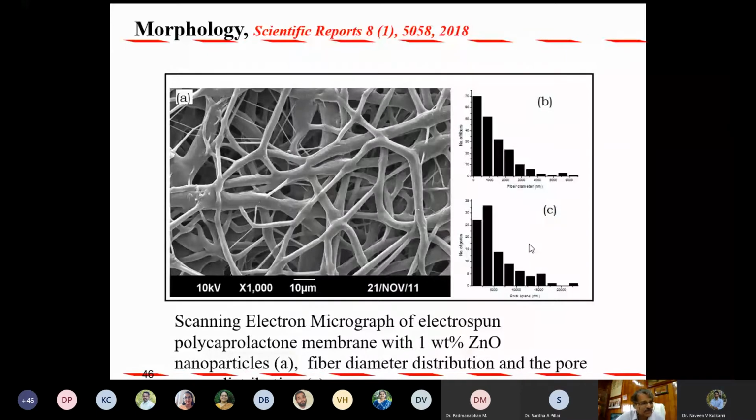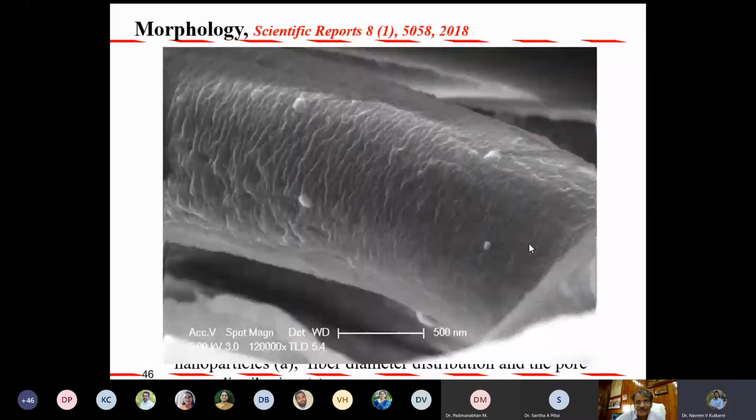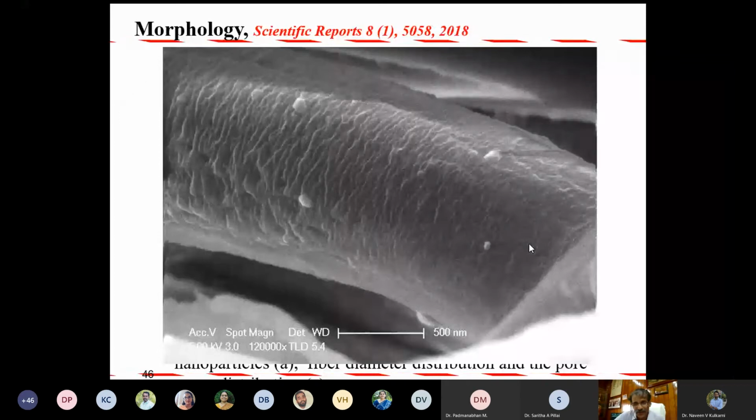Next slide, please. You can see a single fiber, a single electrospun fiber we have shown for a better understanding. You can see a single fiber, which is electrospun, and you can see lots of nanoparticles on the surface of the fiber. These nanoparticles have a very beneficial effect on the wound healing process. Next slide, please.